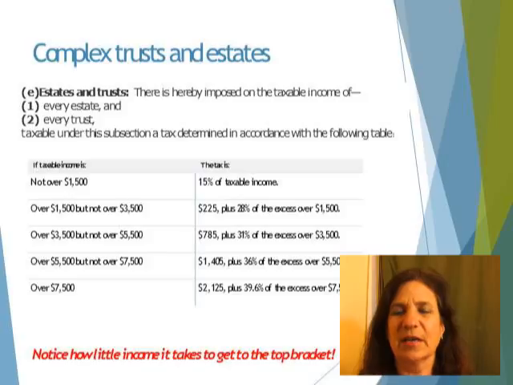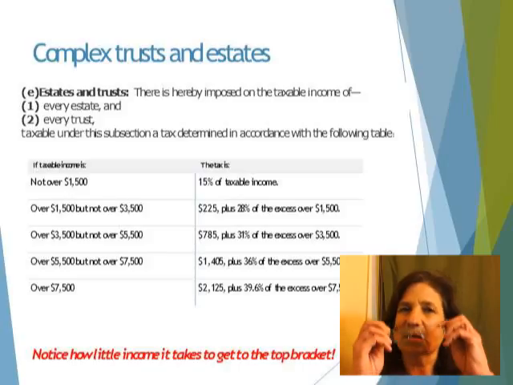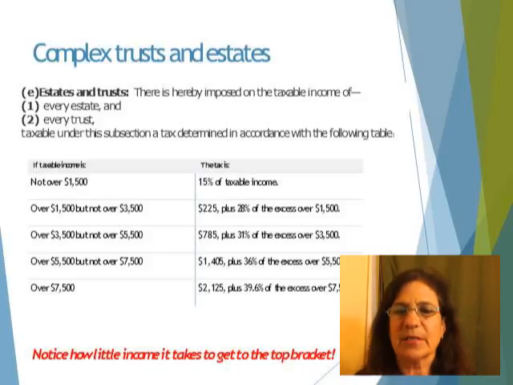Here it is. It's kind of small on this slide, and I can't really read it without my glasses, so let's go like this. The thing to notice about this is that the rates are the same rates that we individuals pay, but look how fast it gets to the highest rate. Basically, almost all of the trust income is taxed in the highest rate, and that kind of is an incentive not to pay trust income tax.